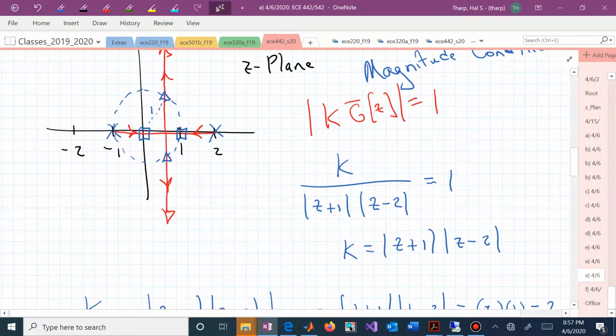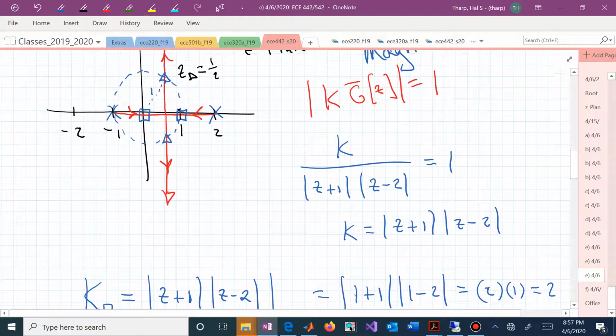Now we need to figure out what's the gain to get us to that triangle. Can we find what that value of z is at the triangle? We know the real part. The real part is 1/2. Now we also know that that triangle is on the unit circle. We know it's a distance of 1 away. Now we have this right triangle, one side being 1/2, the hypotenuse being 1, and that now allows us to find the vertical side of that right triangle.